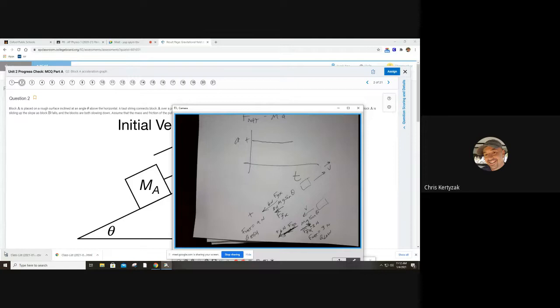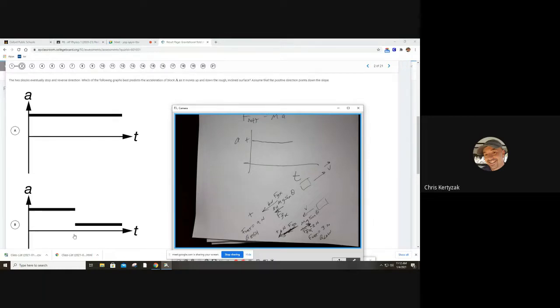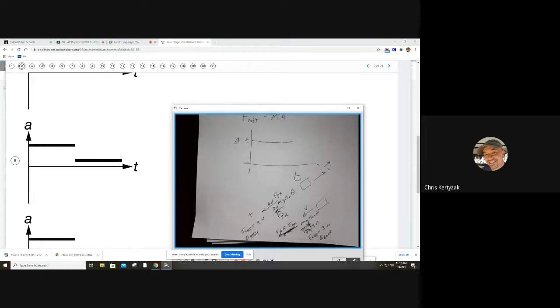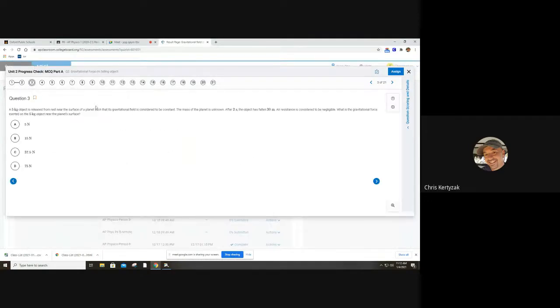It stays positive, it's still down the ramp, but since it's dropping in value, we'd have to pick B to indicate that the acceleration actually drops. It stays positive, still down, because the net force is still down the hill, but it's less due to this reversal of the frictional force. So B would be the correct answer there. I consider that a pretty difficult question.